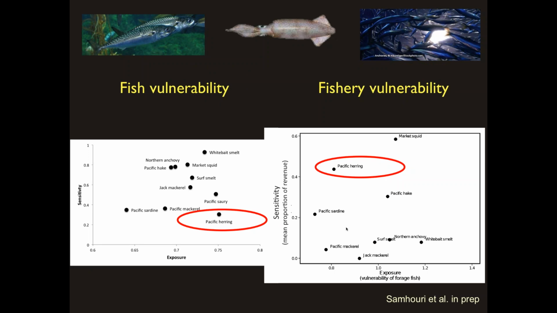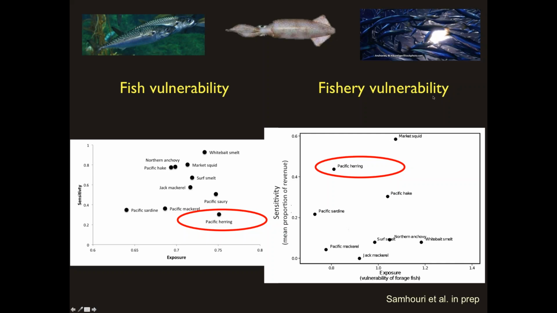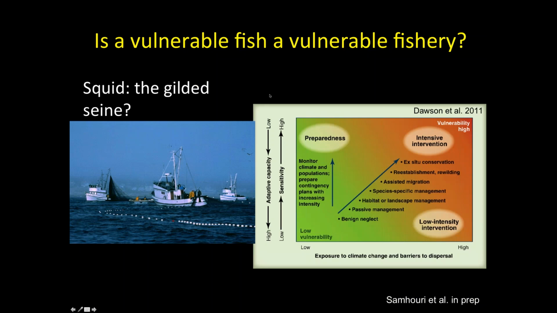So as I say, there's much left to be done in terms of making this analysis a bit more rigorous, as well as determining whether the rank vulnerabilities, as illustrated here, translate to high vulnerability in an absolute sense. One thing that I do think is interesting to consider is whether a species like squid might end up being the gilded seine. That is, if that's a fishery that's highly capitalized at the moment and also highly vulnerable to climate change, what is an appropriate management response?